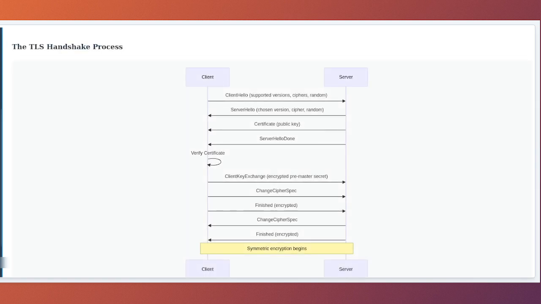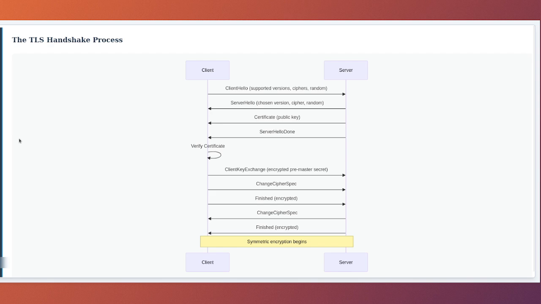The TLS handshake process. Now let's walk through the TLS handshake process step by step. This is where the magic happens, where two parties who have never communicated before establish a secure channel. I'll use a real-world analogy to make this clearer. Imagine you're trying to establish a secure communication channel with a bank you've never visited before.